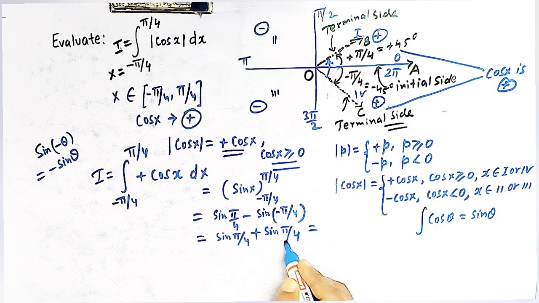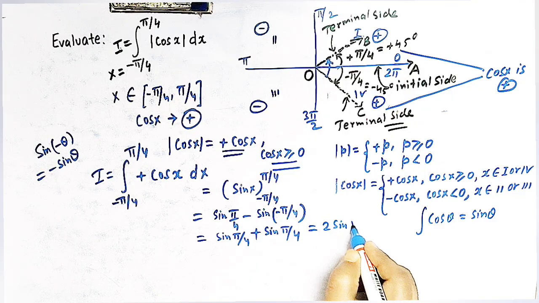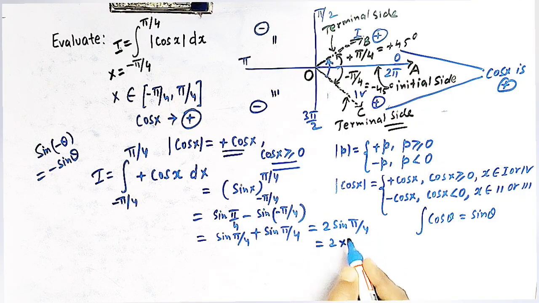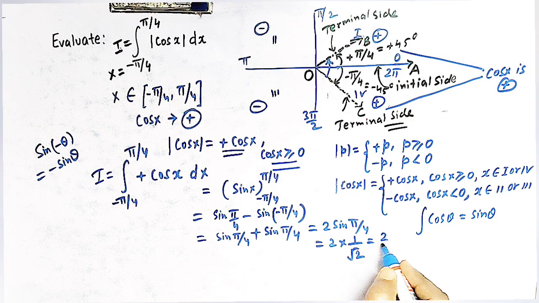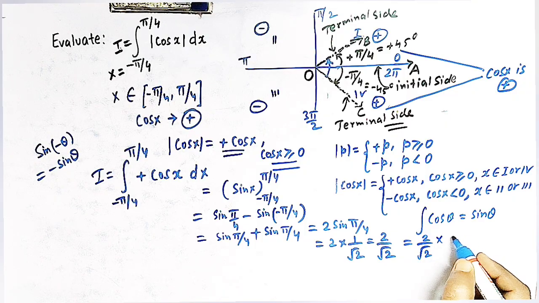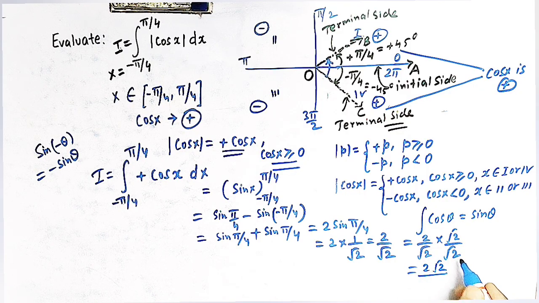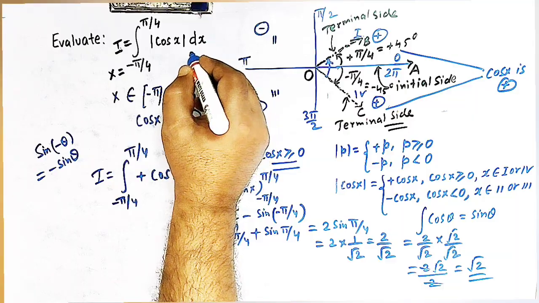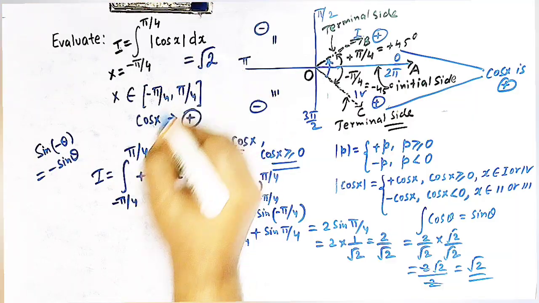So sine pi by 4 plus sine pi by 4 is 2 times sine pi by 4, and we know that sine pi by 4 is 1 over square root of 2. So we have 2 over square root of 2. Now we can rationalize here. So we have 2 over root 2 times root 2 over root 2, rationalizing the denominator here. So we have 2 root 2, and here root 2 times root 2 is 2, and 2 get cancelled, and we have square root of 2. So the value of this integral is equal to square root of 2.